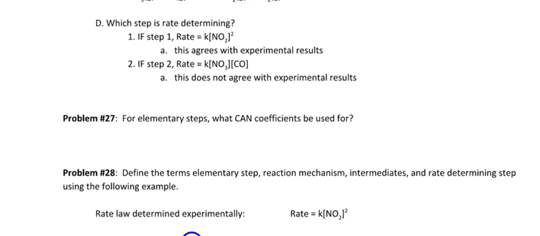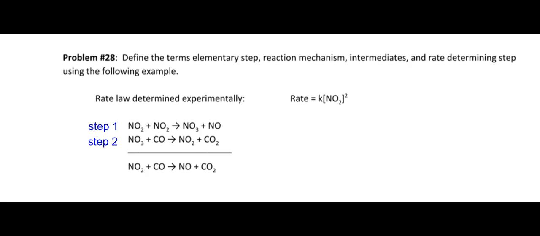So problem number 28. All right, so problem number 28, this says define the terms elementary step, reaction mechanism, intermediates, and rate determining step using the following example, all right? So the elementary step, here we have two of them. This is the first elementary step, and this is the second elementary step, okay? So it's the different steps, the different things you're doing to go from the full reactants to the full products, okay? So these are the mechanisms, these are the how we go about doing that.